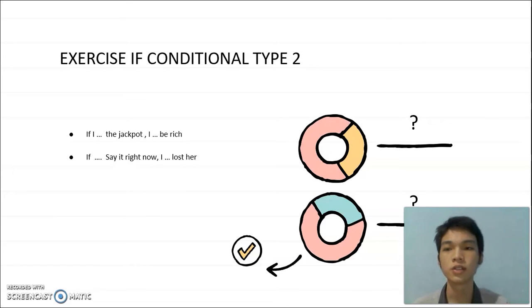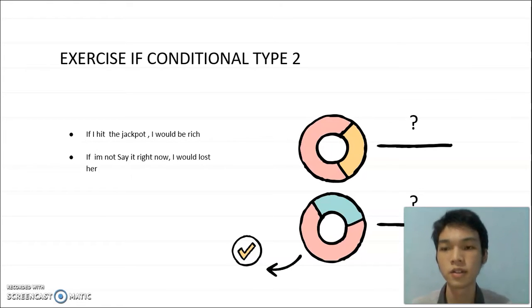Same as before, I have several questions, just two, and you can pause the video before I show you the answer. Okay, so here is the answer for exercise 2. For number 1: if I hit the jackpot, I would be rich. And number 2: if I'm not sad right now, I would lose her.